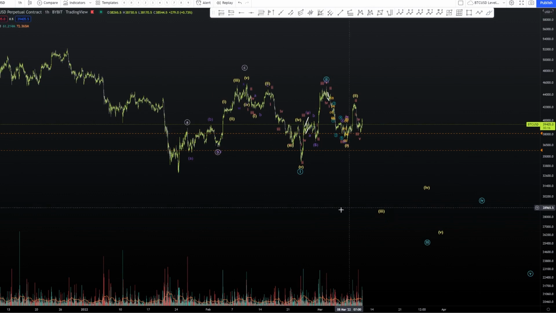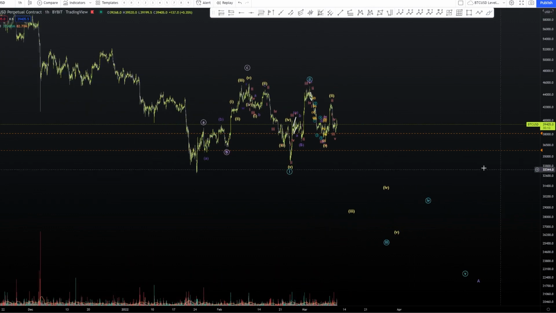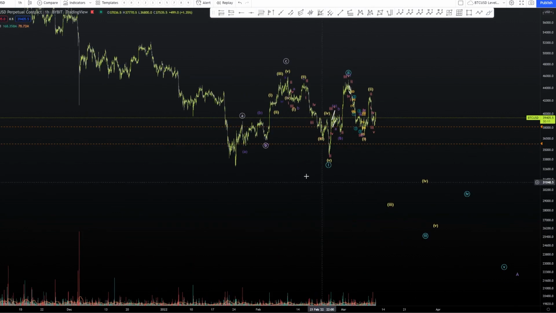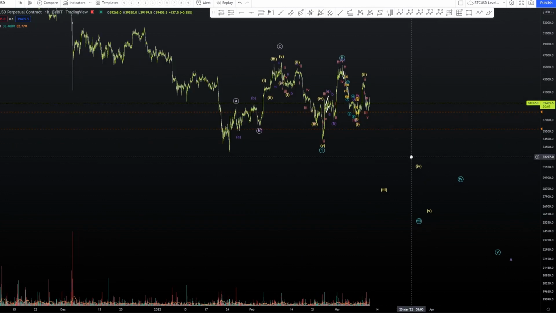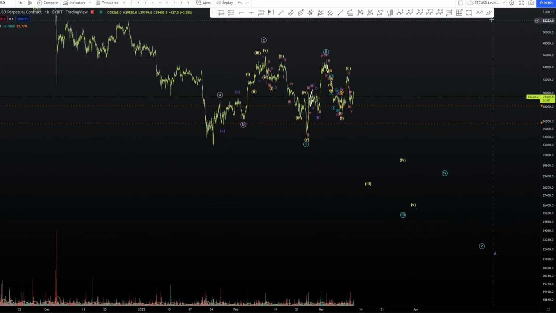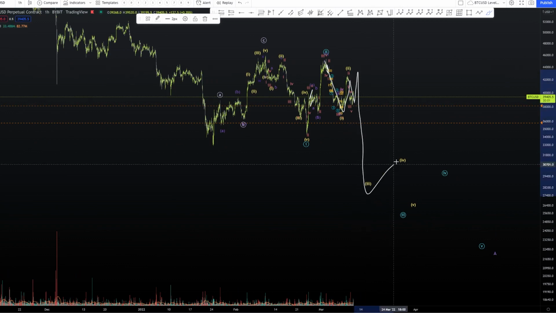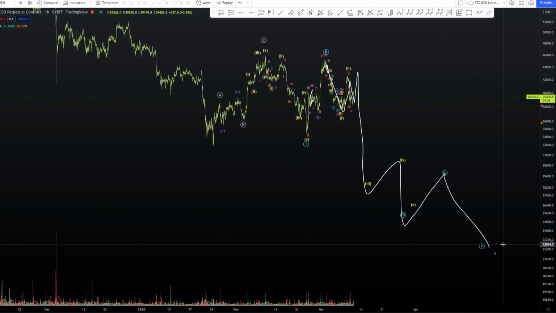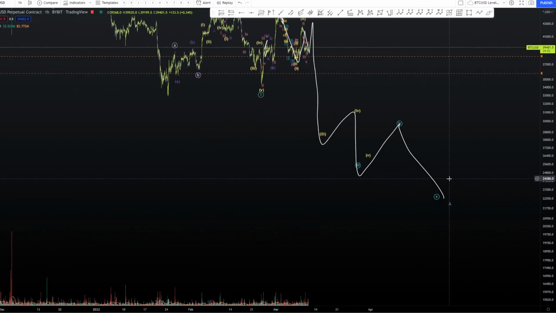So it's a little bit of a mixed bag on this count, but it is a possibility that this could be a 1, this could be a 2, instead of calling this a triangle, and we could be coming down for the 3. Where this would simply be a 1, maybe it came up for a 2, or we could still be coming out for the 2, 3, 4, 5, up for the minute 4, down for the minute 5, and that could be putting in the wave A.